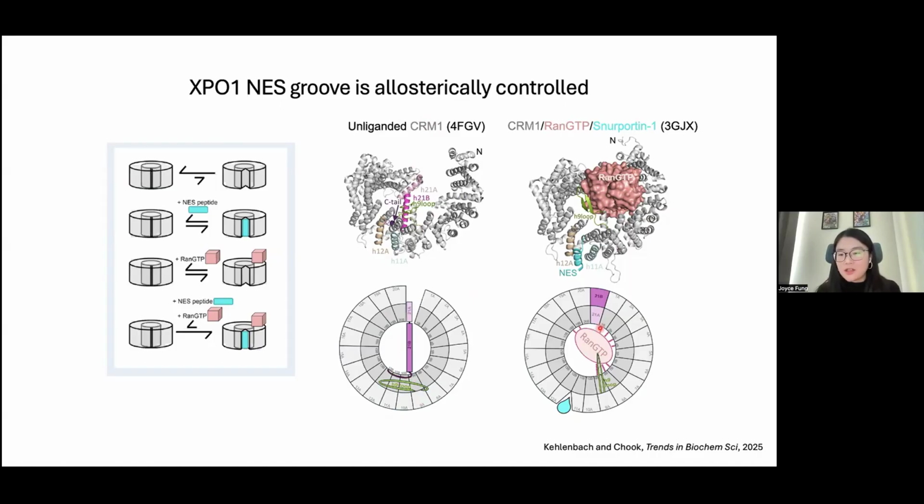So it reconfigures to now interact with the rest of the HEAT repeats normally, effectively bringing the N-terminal and C-terminal ends closer together to close the ring structure of Expo1. The H9 loop also moves away from the back of the NES groove and, in a seatbelt configuration, binds to RAN GTP. Both conformational changes now allow the NES groove to open and bind an NES. So that's how the binding of the 2 is allosterically coupled. And we'll get back to this later.